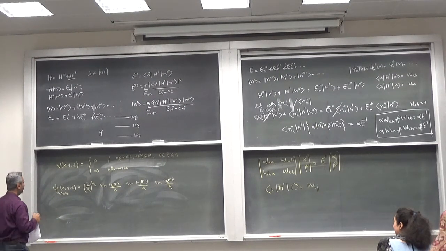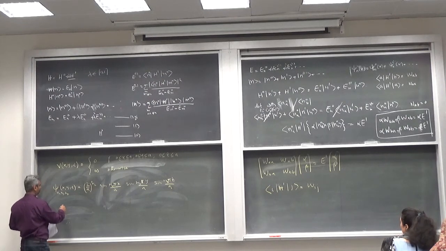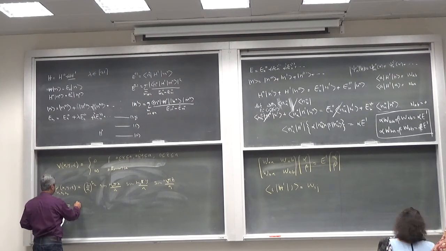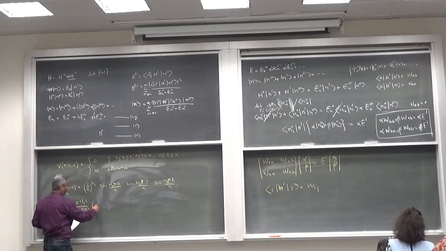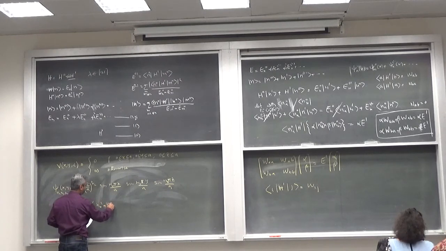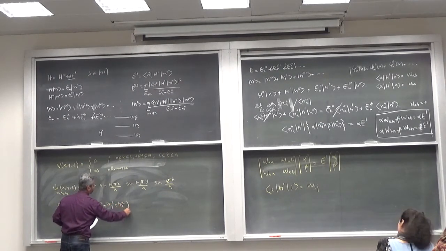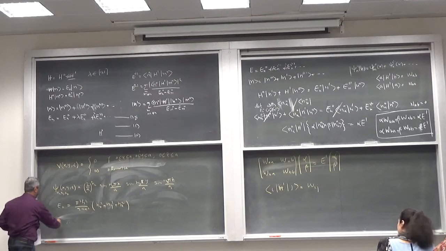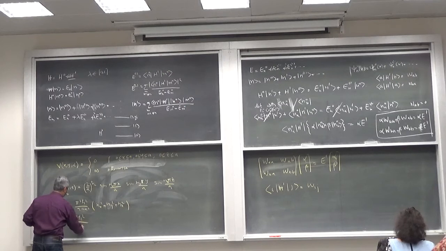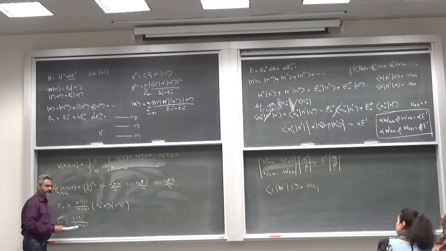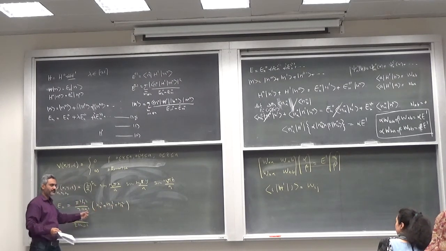What is the ground state energy? The energy of the nth state is pi squared h-bar squared over 2ma squared, and instead of n squared you have nx squared plus ny squared plus nz squared. And so the ground state energy E0 is just pi squared h-bar squared over 2ma squared times this sum. Would this be 0 for the ground state?